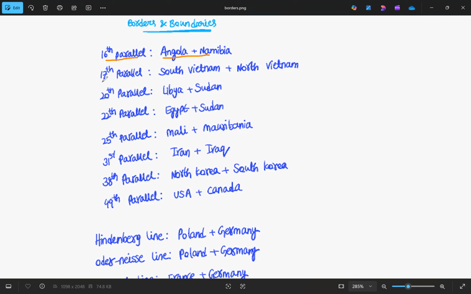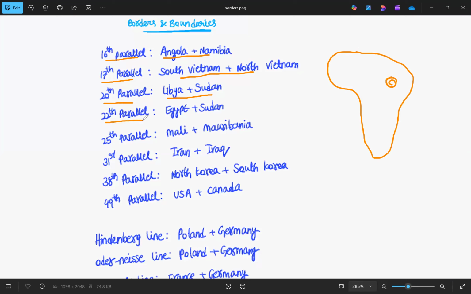And the next one is the 17th parallel. After 16 we have 17. It divides South Vietnam and North Vietnam. So we have one country, that is Vietnam, but this 17th parallel divides Vietnam into South and North. The next one is the 20th parallel. It divides Libya and Sudan. So in the African countries, here we have Sudan. This Sudan is separated from Libya by the 20th parallel.